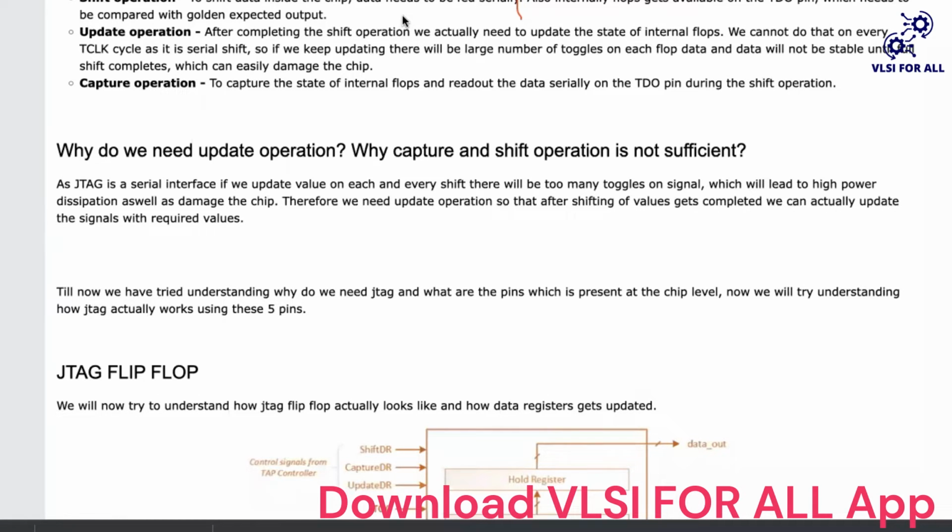To update the register with some value. Why can't we just update it while we are shifting? Why do we need to update at the end only? Why can't we update it during the shifting? So basically what I have shown, 1011, on every pulse we can keep on updating. What is the harm with that?